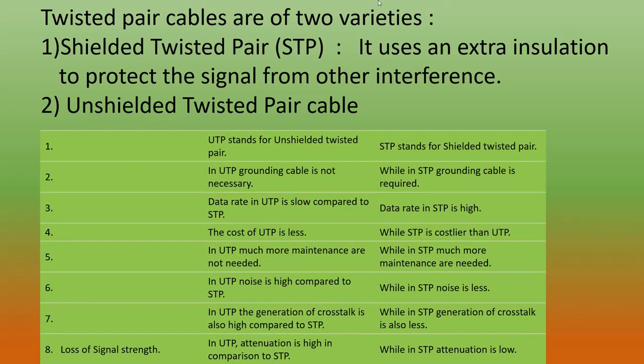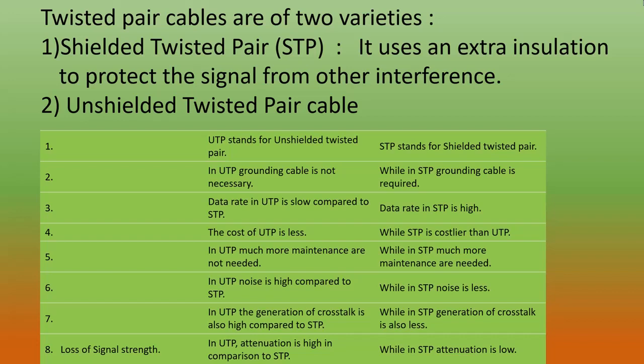Now we can see the difference between shielded STP and UTP. UTP stands for unshielded twisted pair and STP stands for shielded twisted pair. In UTP, a grounding cable is not necessary, whereas in STP, a grounding cable is required. The data transmission rate is low in UTP, whereas the data rate is high in STP. The cost of UTP is less; STP is costlier than UTP. In UTP, much maintenance is not needed, whereas more maintenance is needed in STP.